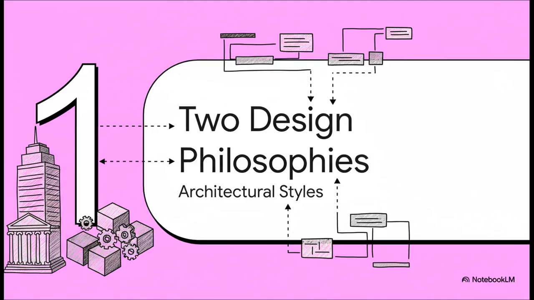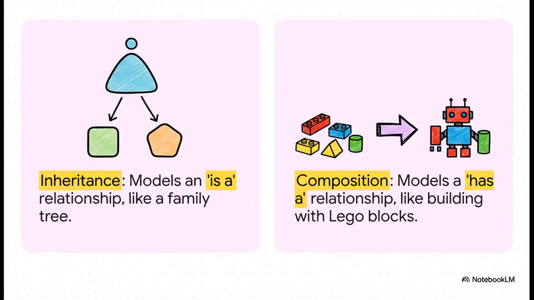Well, the answer comes down to two big design philosophies, two totally different ways of thinking about how our blueprints should relate to each other. You can pretty much think of them as two competing architectural styles for your code. On one side, you've got inheritance. This models what we call an is-a relationship. The best analogy here is a family tree, where traits get passed down from one generation to the next. Then, on the other side, you've got composition. This models a has-a relationship, which is much more like building something complex out of a bunch of versatile Lego blocks. So, let's actually break down what that all means.